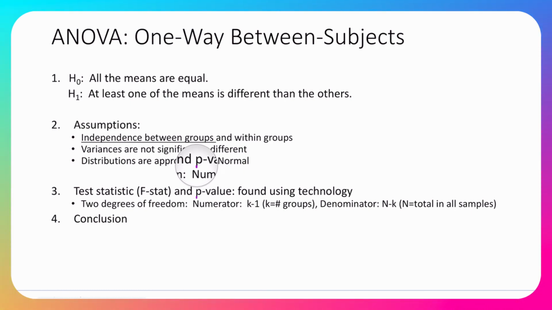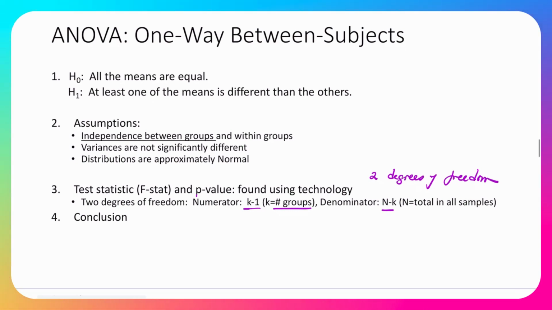And our degrees of freedom are the number of groups minus 1 in the numerator, and in the denominator, n minus k, where n is the total in all the samples and k is the number of groups. So there's going to be 2 degrees of freedom associated with this type of ANOVA. And again, when you compute the test statistic using SPSS, it'll tell you what the degrees of freedom are.